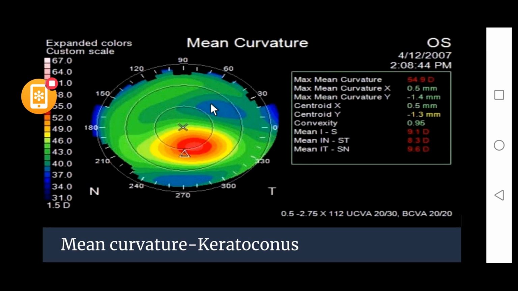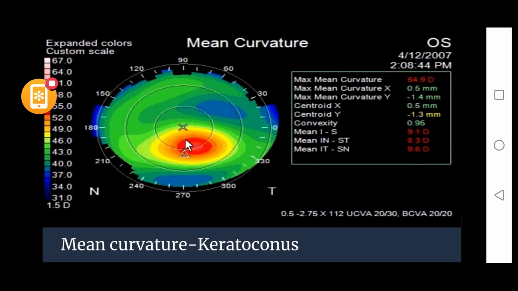Inferior nasal and superior temporal region, there is a difference of 8.3, it is mentioned in red. In inferior temporal and superior nasal, 9.6, again it is mentioned in red. So that means if you look at the trend over here, in all the cases the inferior region is pretty steep, right? So it means that inferior region is steep on this cornea. So this is significant of a keratoconus.